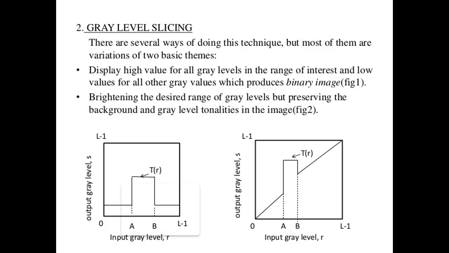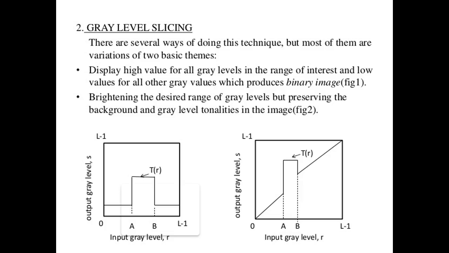If you observe this transformation function, it is nothing but a function that represents a binary image, where this region represents black and this region represents white. So we can say that in thresholding it will produce a binary image which will have 0 or 1 as the pixel value in the output image.